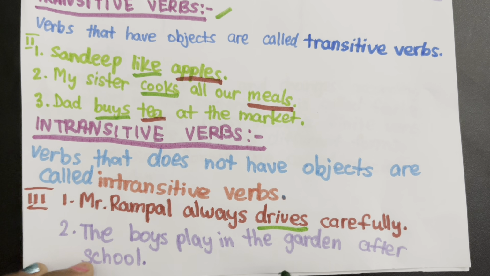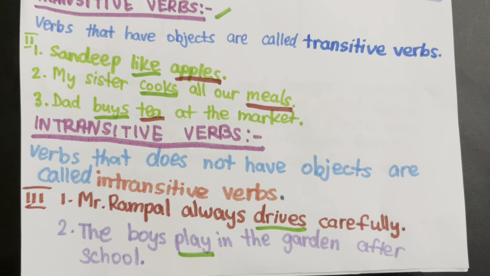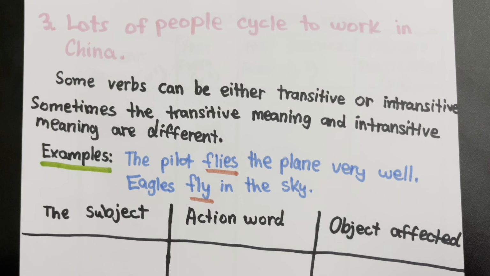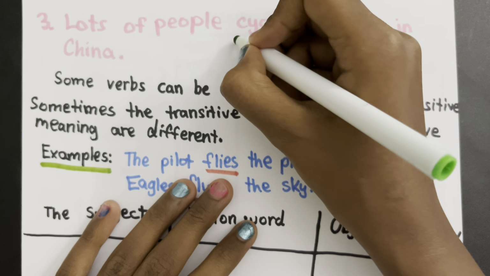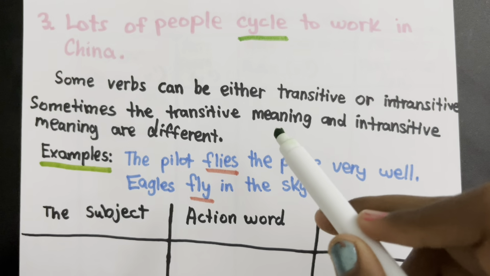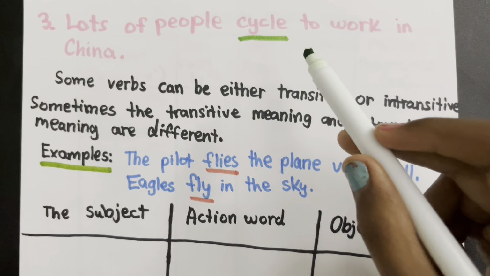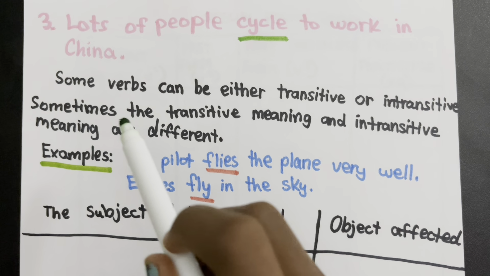Second question. The boys play in the garden after school. Play is the intransitive verb because boys is the subject and they are playing in the garden after school. There's no object here. Third question. Lots of people cycle to work in China. In this sentence, cycle is the verb because people is the subject and there's no object in the sentence. So cycle is the intransitive verb. Now let's move on to the next topic.